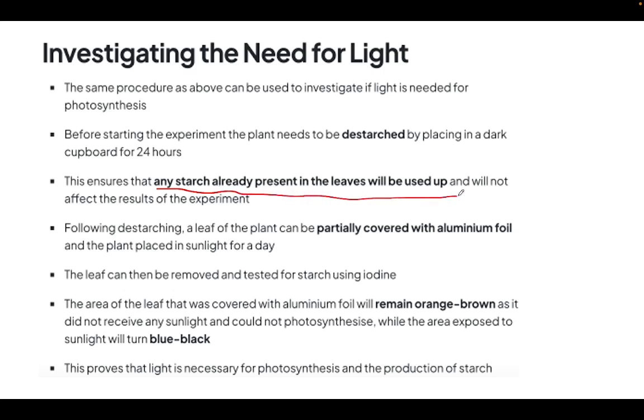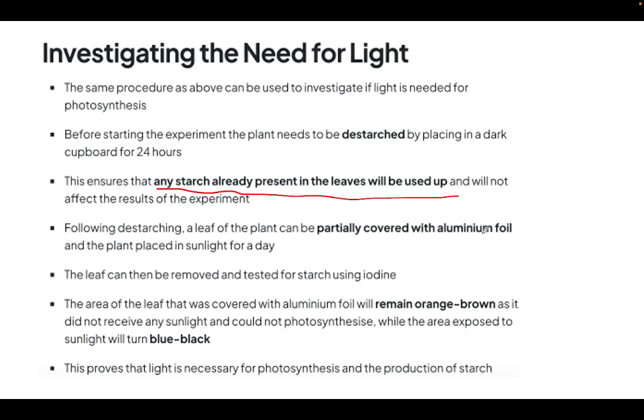So it means you pay attention to it. You are going to test if starch is present, but you are destarching. You want to make sure all the starch that has been there is used up. Now I put one in light, another one I put in the dark. After some time I check if we have starch where we have light or in the dark. Now following destarching, the leaf of the plant will partially be covered by aluminium foil.